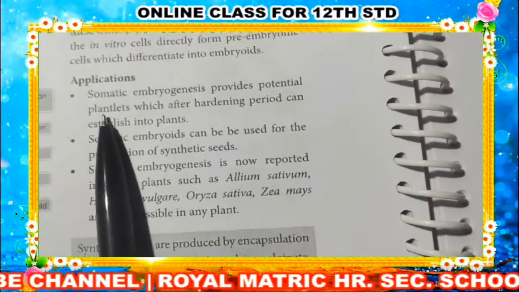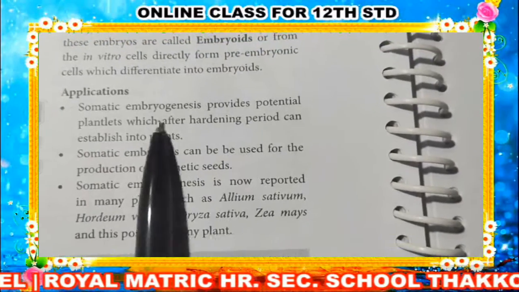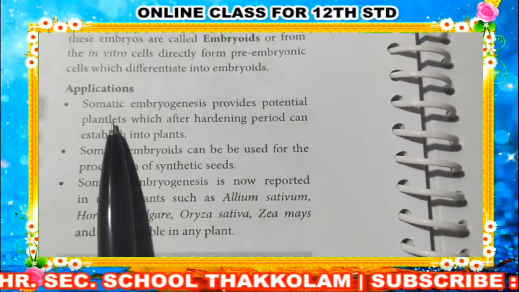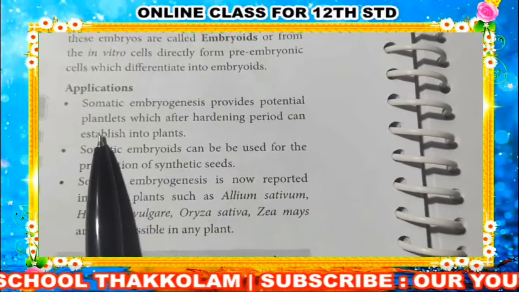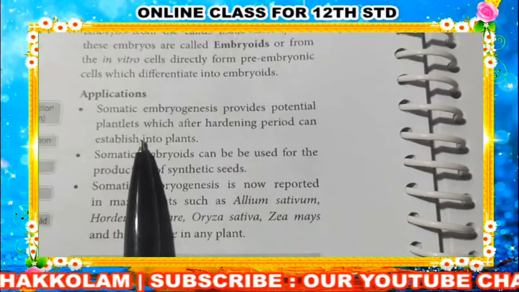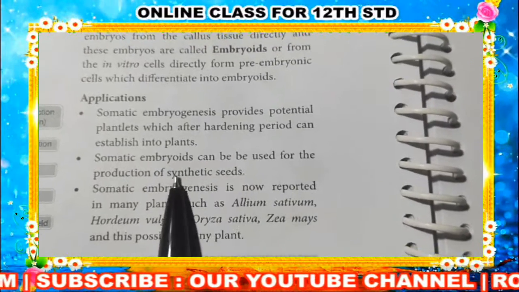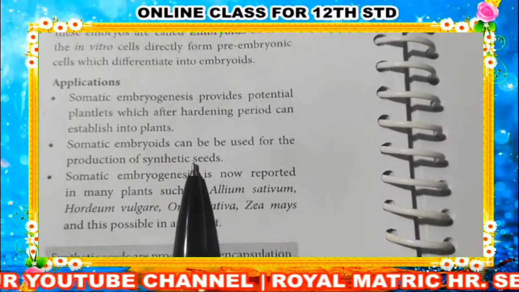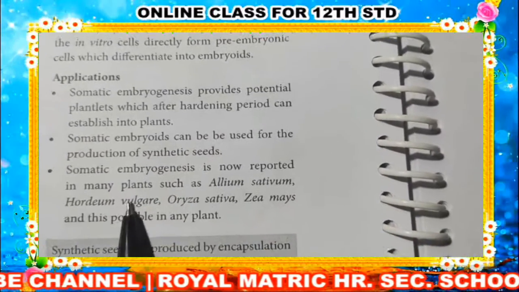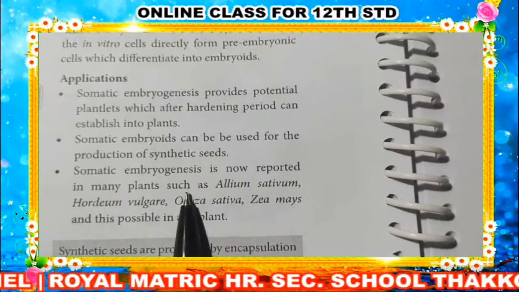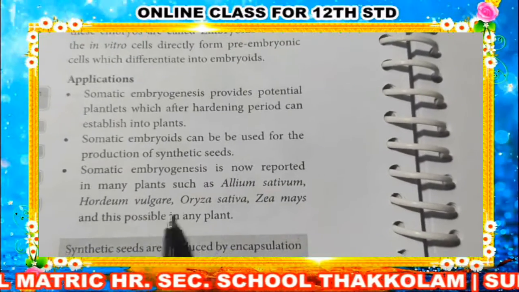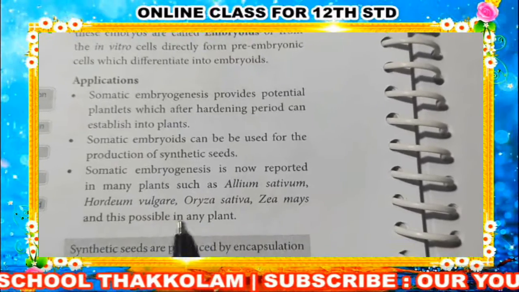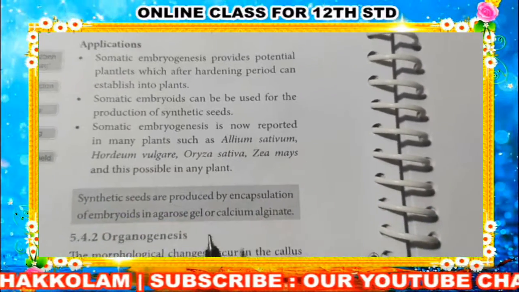Applications, what are the uses? Somatic embryogenesis provides potential plantlets. The plantlets that are produced are very potential. After their hardening period, they can be established into plants. After that, they will form new plants very easily. Somatic embryos can be used for the production of synthetic seeds, artificial seeds, and somatic embryogenesis is also reported in Allium sativum, Oryza sativa, Hordeum vulgare, Zea mays, and this is possible in any of the plants.